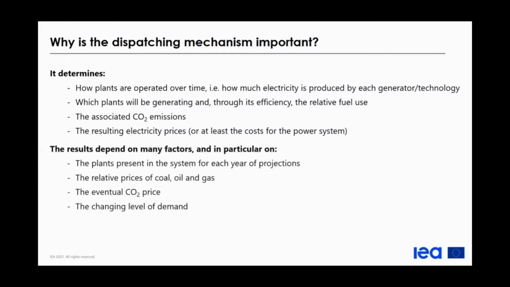And to sum up, the result depends on many factors. So from the capacity addition mechanism, which plants are in the system for each year of projection, what are the relative prices of coal, oil, and gas that would impact the variable cost and therefore the merit order? Is there a CO2 price that would penalize the most carbon-intensive technology? And again, the changing level of demand.